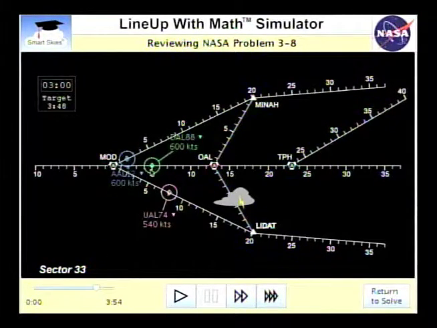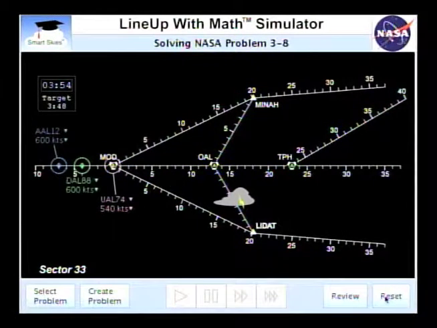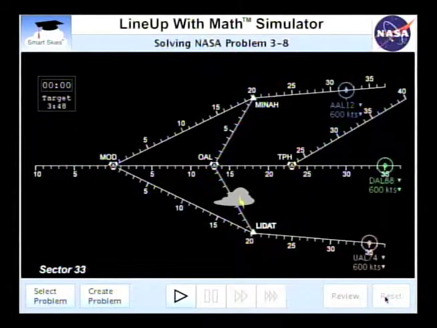Delta is at 5 and United is at 8. So at 3 minutes, United has fallen 3 nautical miles behind Delta. We have achieved ideal spacing. To keep United from falling further behind, we must speed United up to match Delta's speed. To do this, we first need to return to solve mode and reset problem 3-8.